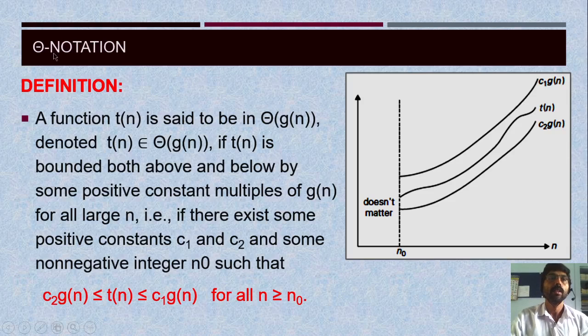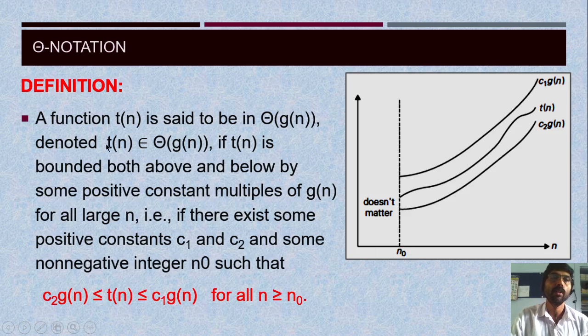The next one is called Big Theta Notation. In Big Theta notation, our algorithm, that is T of n, is bounded between two functions, that is C1 times G of n and C2 times G of n. Our algorithm always goes within this range. It never crosses the boundary above, and it never crosses the boundary below after a specific n value.